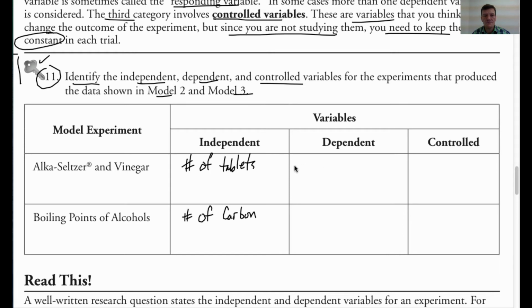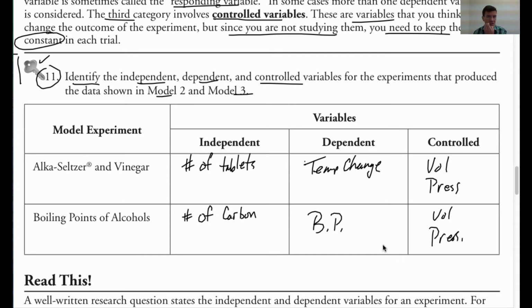The dependent one, for the tablets, would have been the temperature, or the temperature change, the final temperature. And for the alcohols, it was the boiling point. Controlled, I think the controlled in both of these would have been like the volume, the pressure. Okay, those are some of the ones that we didn't change.